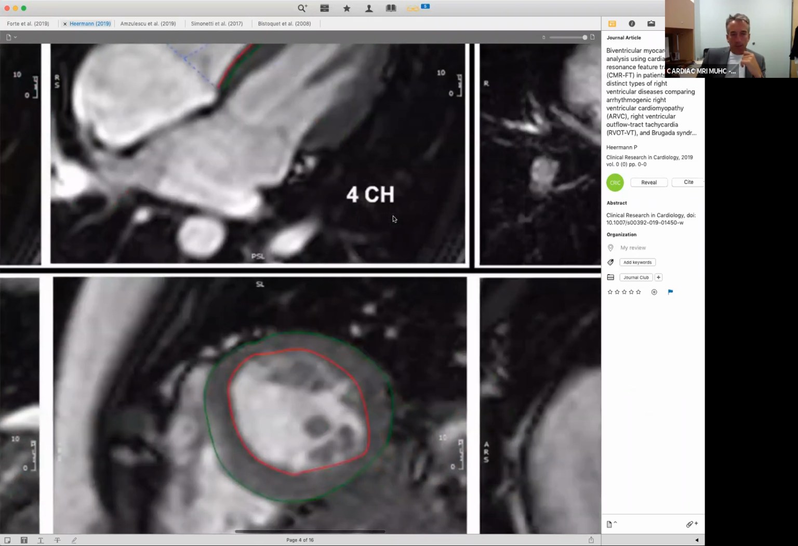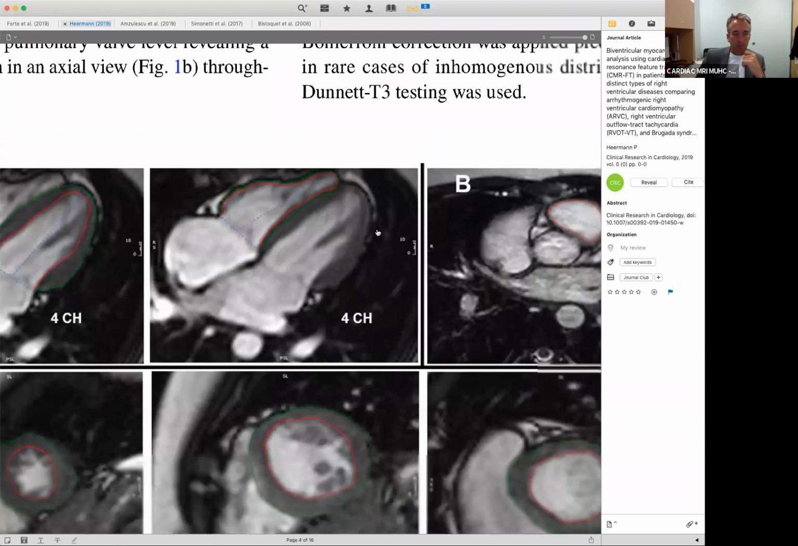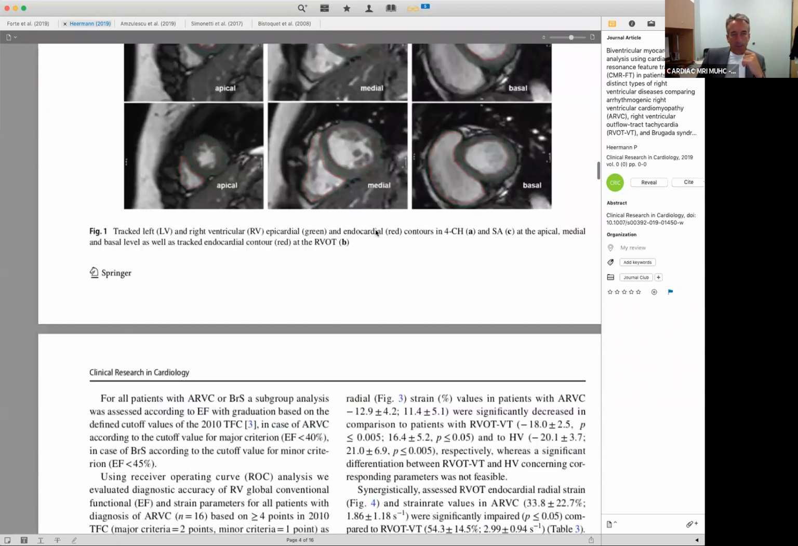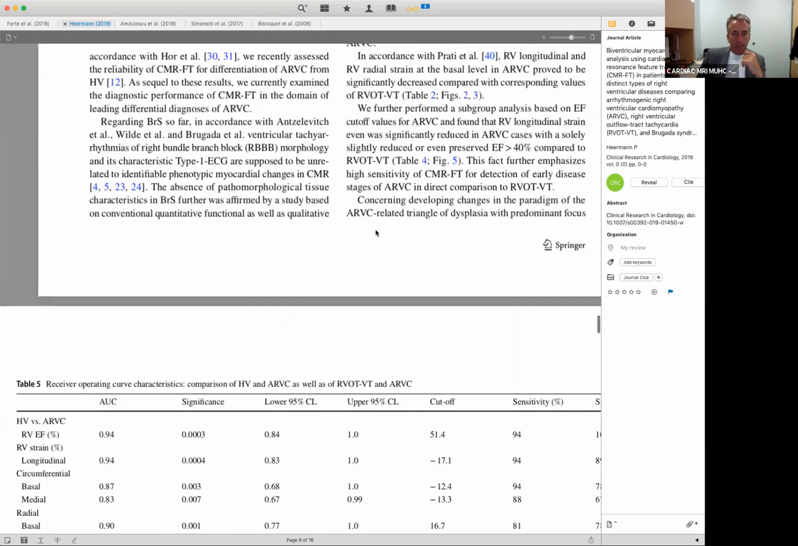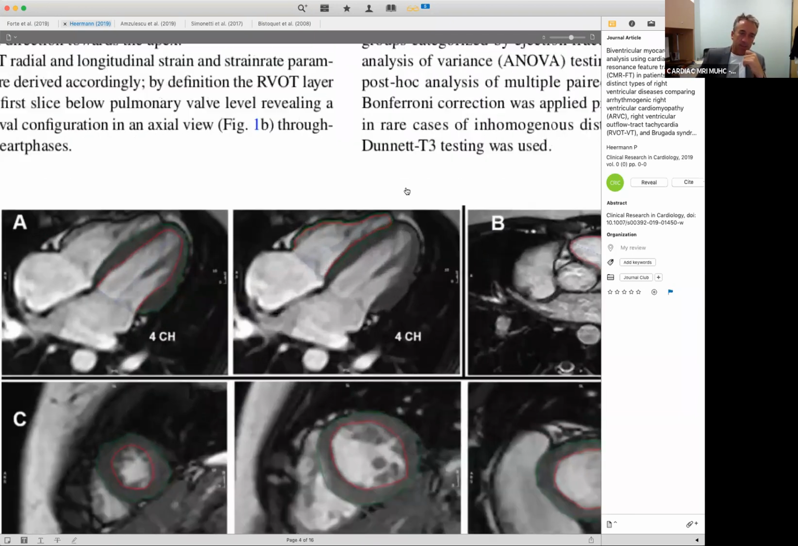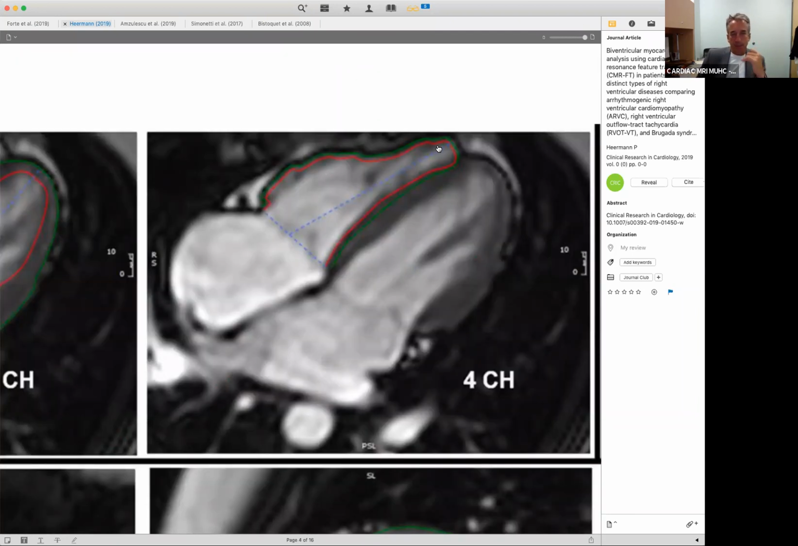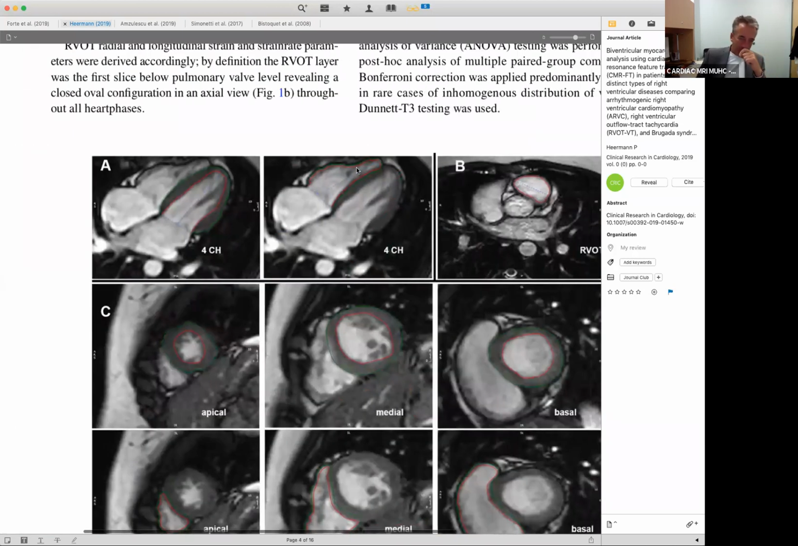So I already want to point out some of the limitations here. The contours here are of course subject to observer bias. You could draw the contours a little bit more subendocardial here. The right ventricle is also pretty trabeculated. So in order to assess strain, you have to somehow make a guess where you cut off the trabeculae. And of course, if you're really meticulous, we have to assume that the trabeculae also play their role in the strain of the right ventricle. So this is certainly a limitation of the technique.